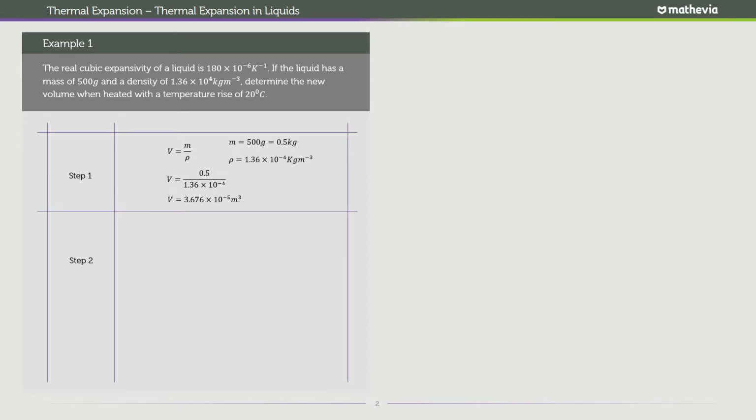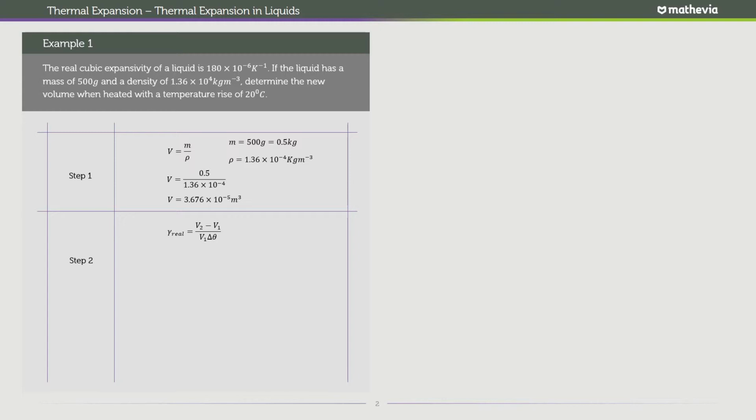Now that we have the initial volume, we're going to go ahead and find the final volume. There is no expandable container in this case, so the container is negligible. We're not considering the container at this time, so we're just going to be working with the real expansivity of the liquid. We're assuming that this liquid is being heated in space. Basically there's no container, but let's go ahead and work this.